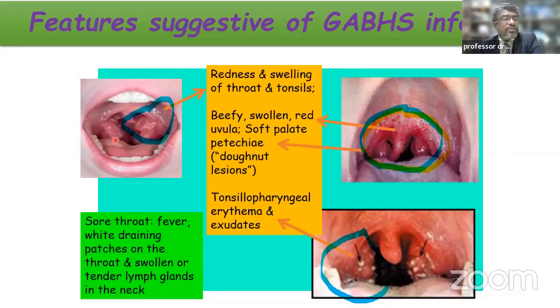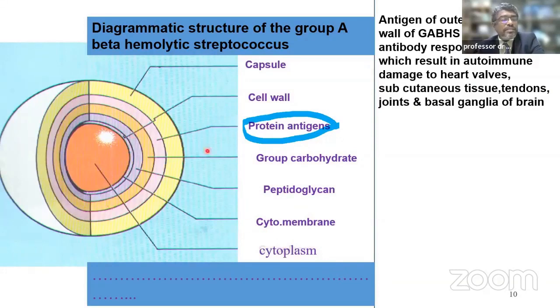This is the sore throat, that is, the tonsil. Both tonsils are enlarged and erythematous, and you will see the uvula. This is the beefy swollen uvula, soft palate petechiae, that is, donut type of lesion. There is redness and swelling of the throat and tonsil, and there is tonsillopharyngeal erythema and exudate. In that exudate, there are white spots we have seen here. And this is the M protein. There is a protein antigen, and antibodies are usually produced against the M protein, and this antibody causes cross reactions with different tissues of the body.